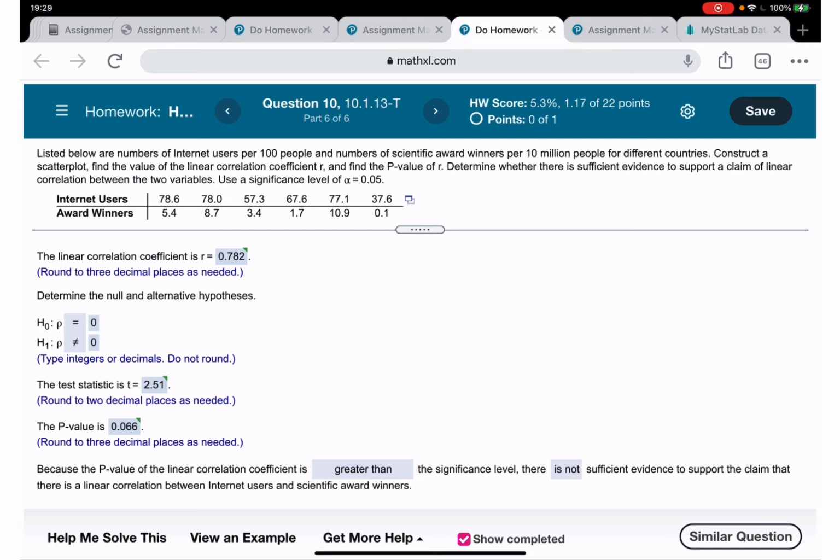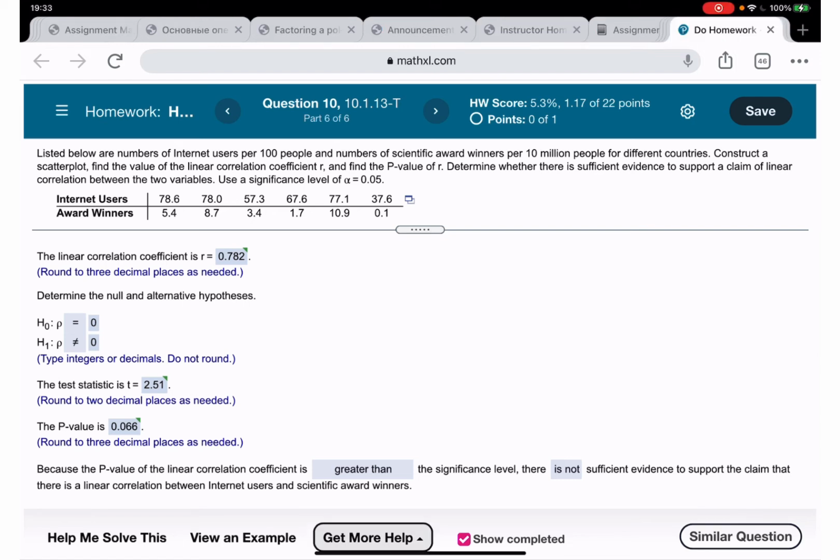And when it says p-value 0.066, so what do we have? Our p-value is greater than significance level, right? Oh yeah, it's greater. P-value 0.066, alpha is 0.05. Because it's greater than significance level, then we can say there is not sufficient evidence. So when it's greater, then we fail to reject our null hypothesis. If we fail to reject null hypothesis, then we reject alternative one, right?